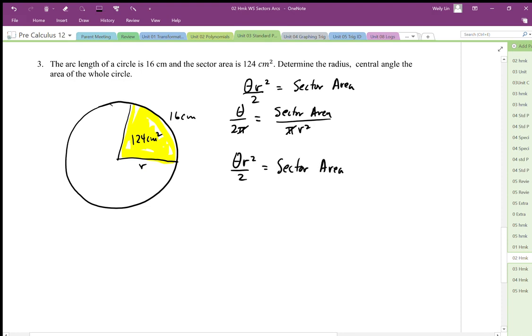This is actually a formula we could use, but in this case we can't use it to find the radius, because both theta and r are unknown. So we're going to do it this way.